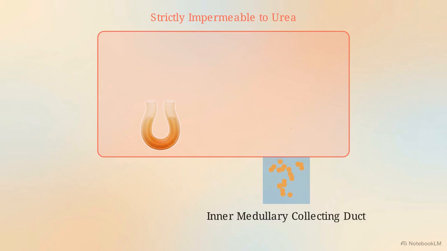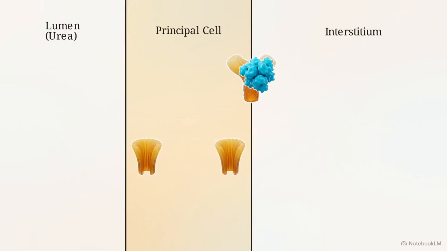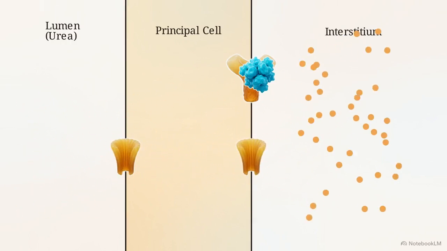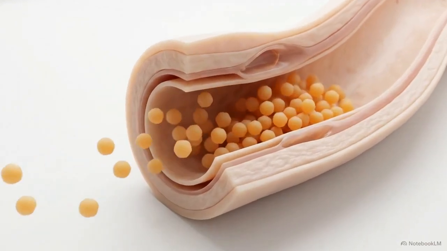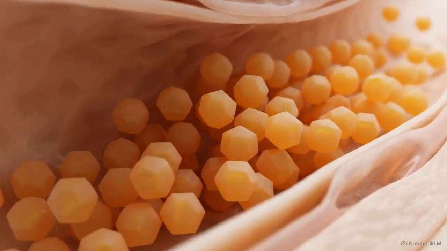That trapped urea finally reaches the inner medullary collecting duct, the only segment permitting urea transport. During dehydration, antidiuretic hormone binds to V2 receptors on the membranes of these specific cells. This trigger inserts specialized urea transporters, UT-A1 and UT-A3, into the membrane. The concentrated urea floods into the medullary interstitium. The kidney manages urea as a functional osmotic tool, essential for reaching the final concentrating capacity of the medulla.